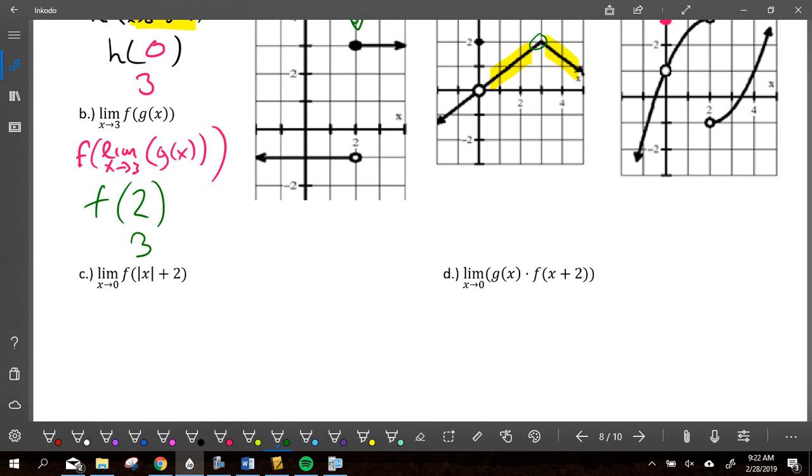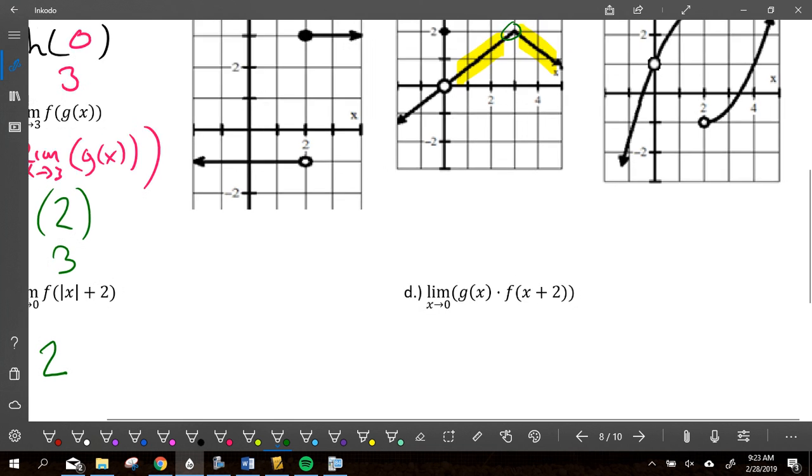I'm going to skip C for now. The answer is actually 2. If you went ahead and tried that one, the key to that is the absolute value, and so you're really only looking for that graph on the right-hand side, which is a little bit strange. I want to get to letter D.